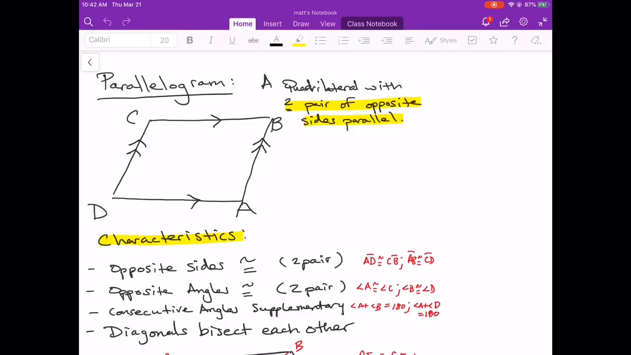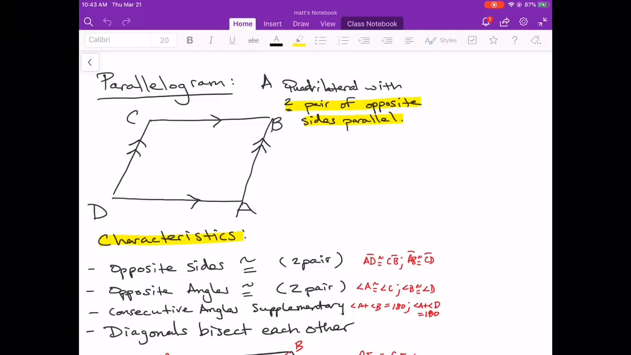But just to be clear, these characteristics of a parallelogram are all a result of having two pair of opposite sides parallel. One of the characteristics is that opposite sides are congruent. So not only are they parallel, but they're also the exact same length. In addition to that, opposite angles are congruent. For instance, angle A and angle C are the exact same measurement.